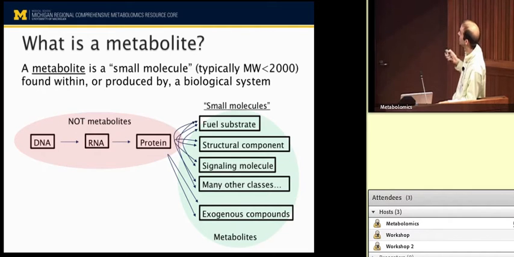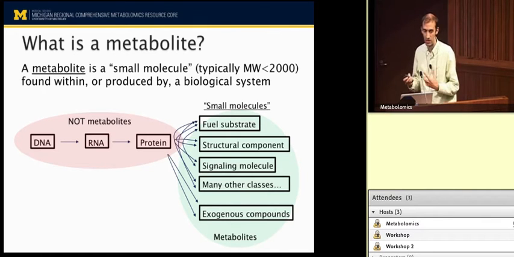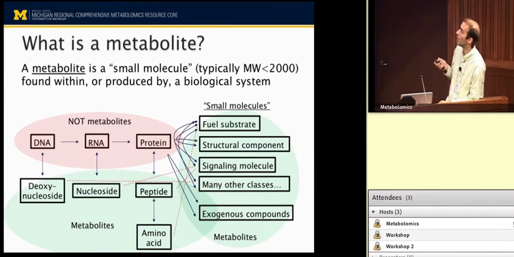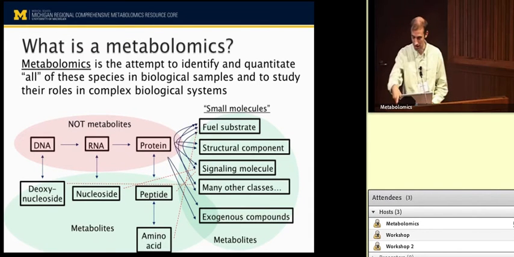Many other classes too. Exogenous compounds can be metabolites and can become involved in the endogenous metabolome, but there's a lot of interplay there. And then, of course, the things that are not metabolites interact with the metabolites, or are made up of metabolites. Deoxynucleosides are a component in DNA, nucleosides in RNA. Peptides are part of proteins, but amino acids ultimately make those up. So there's exchange between all of these categories, and so you see that metabolomics is not a separate and unique island as compared to the other omics sciences. It's integratively connected through many pathways.